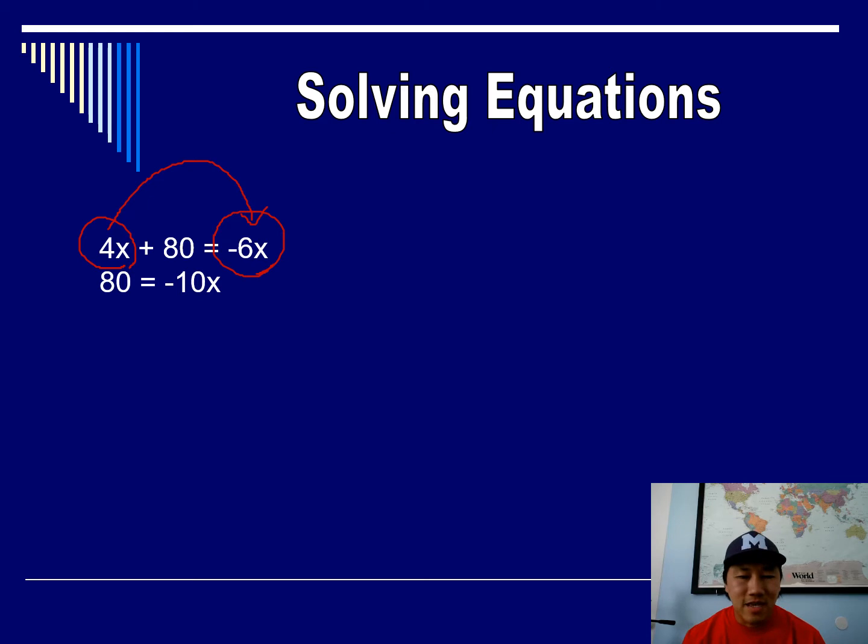And that gives us 80 equals negative 10x. And then to isolate the x, we get rid of this negative 10 by dividing both sides by negative 10. And we have x equals negative 8.